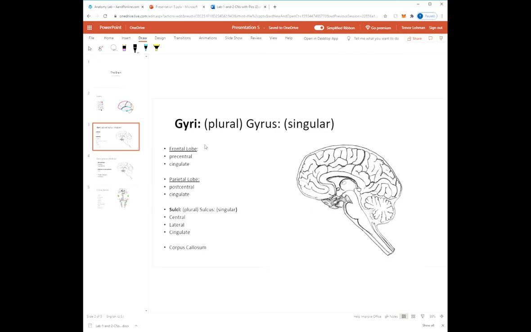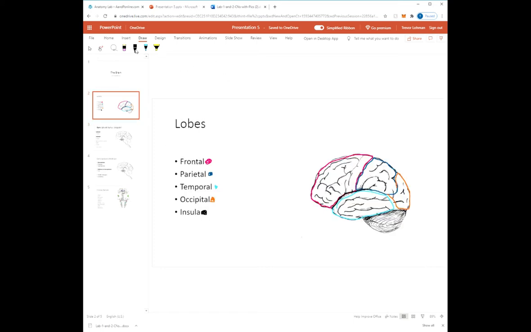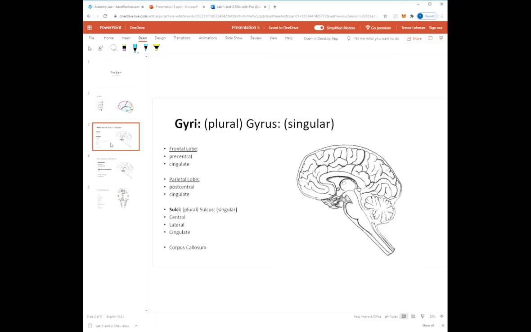Now let's take a look at gyri and sulci. A gyrus is a raised area of cortical tissue, whereas a sulcus is a valley or a wrinkle. So this here, I wouldn't draw this, but this here would be a gyrus. The wrinkle next to it would be a sulcus. The valley next to it would be a sulcus.